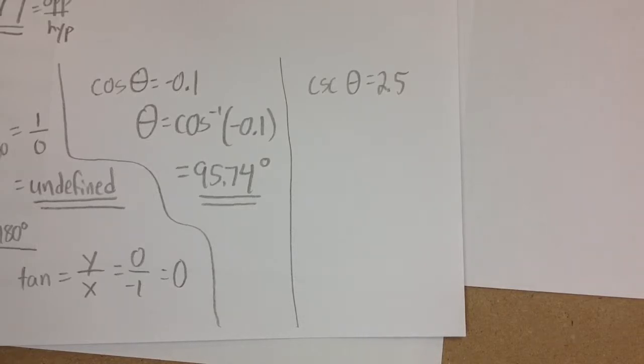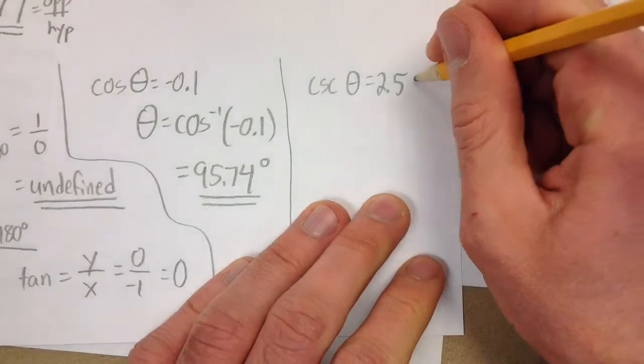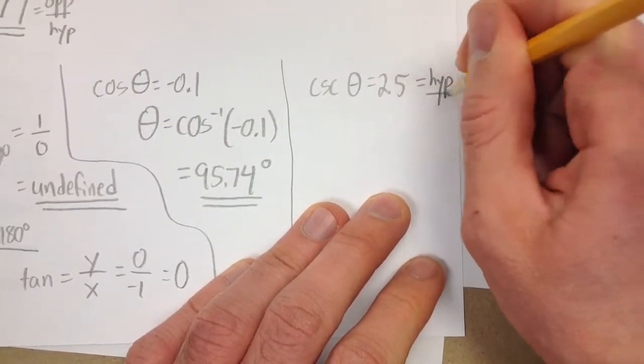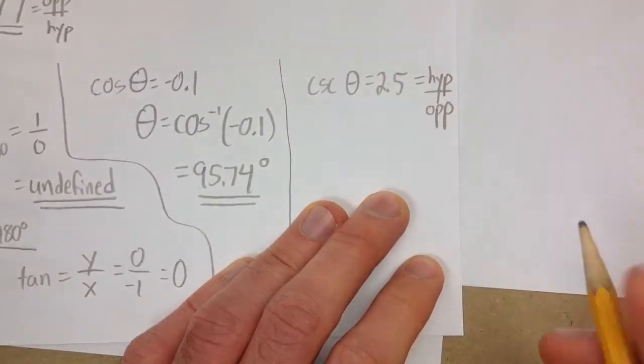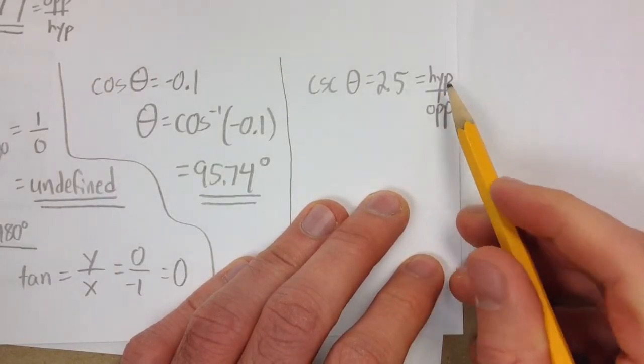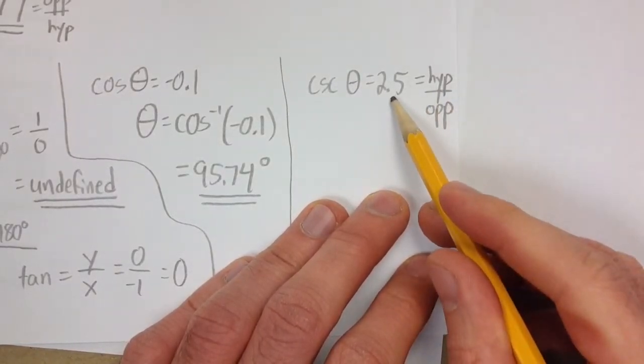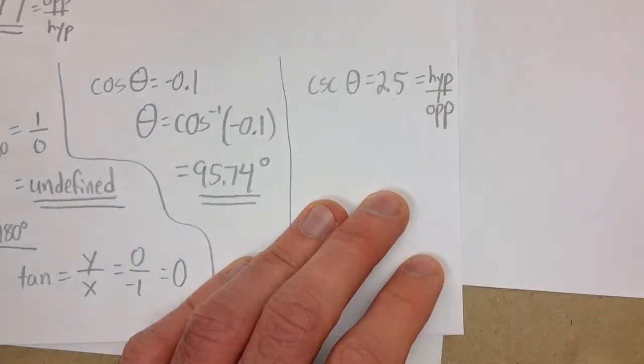It's the hypotenuse over the opposite. Okay. Allie, is it possible for the ratio of the hypotenuse to the opposite to be something like 2.5? Yeah, because the hypotenuse has to be the longest side. Okay.